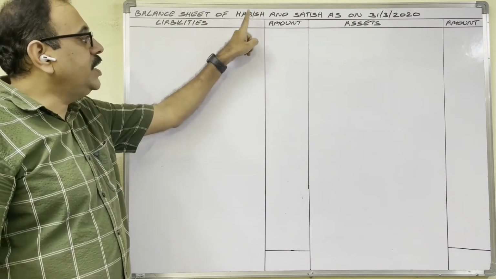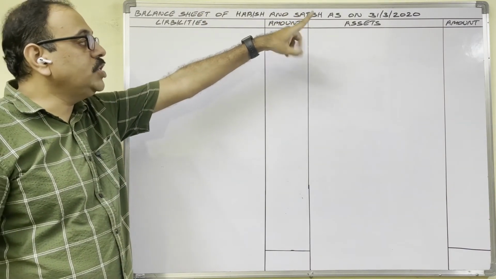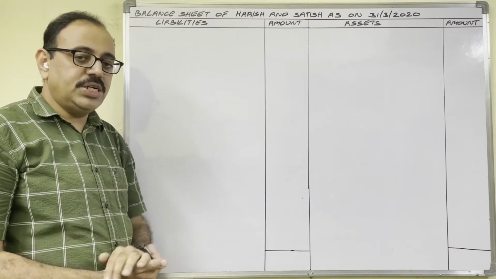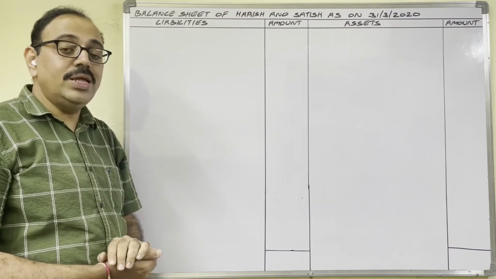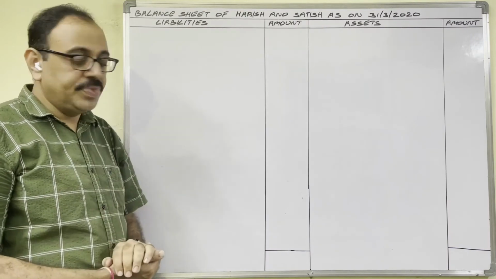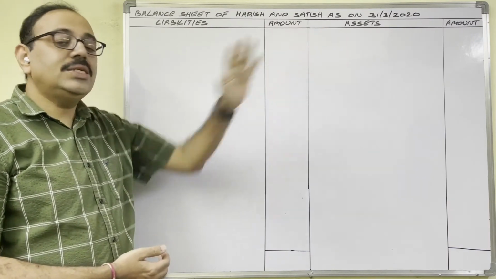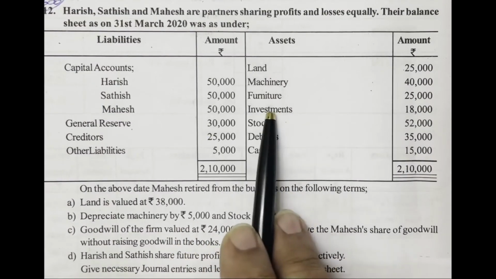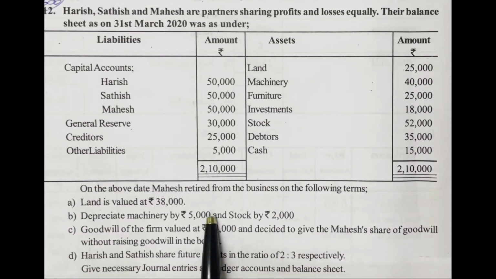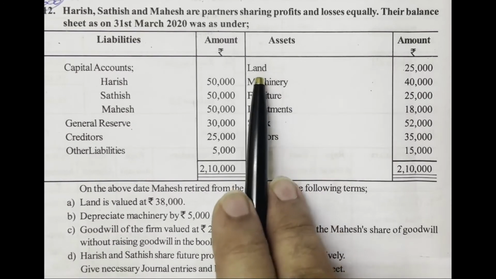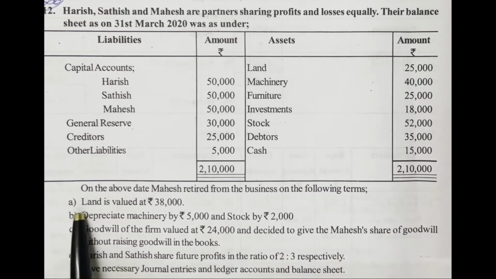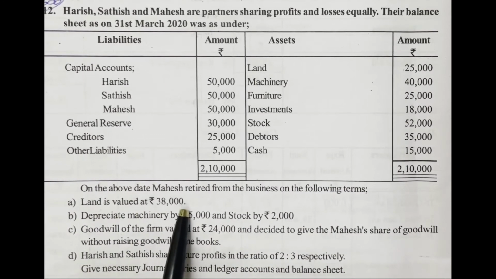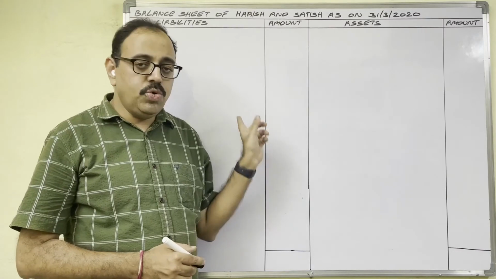Balance sheet of Harish and Satish as on 31st March 2020. Mahesh is retired now. Now existing partners are Harish and Satish. Only their names you have to mention here. Liabilities amount, assets amount. Based on the old balance sheet and adjustments, we have to prepare the new balance sheet. First the asset side, land 25,000 rupees. He has given one adjustment: land is valued at 38,000 rupees. This is the new balance sheet.